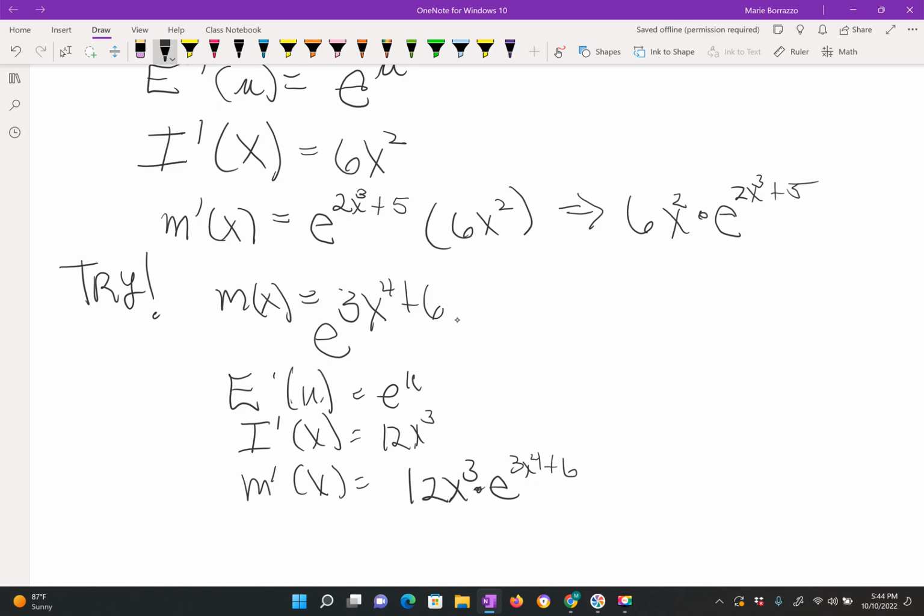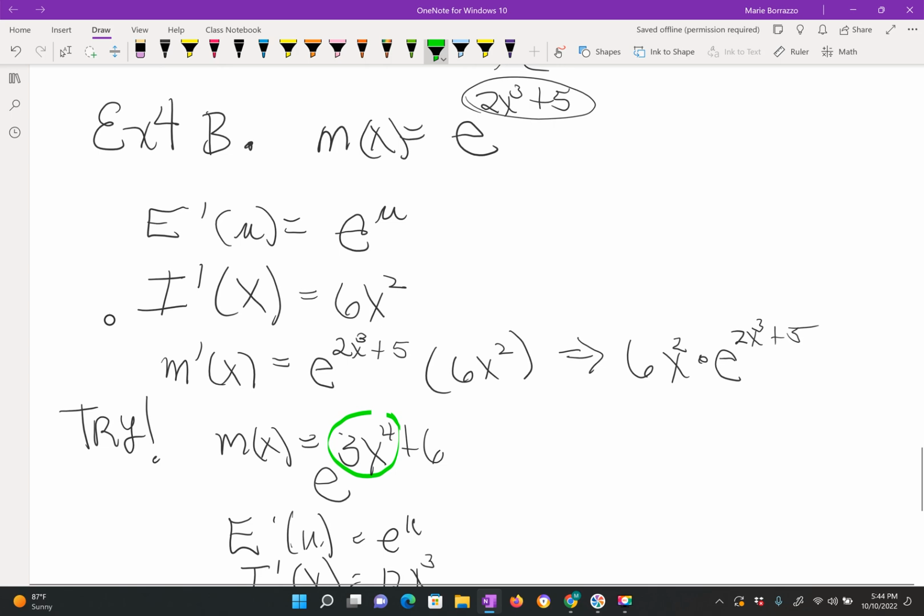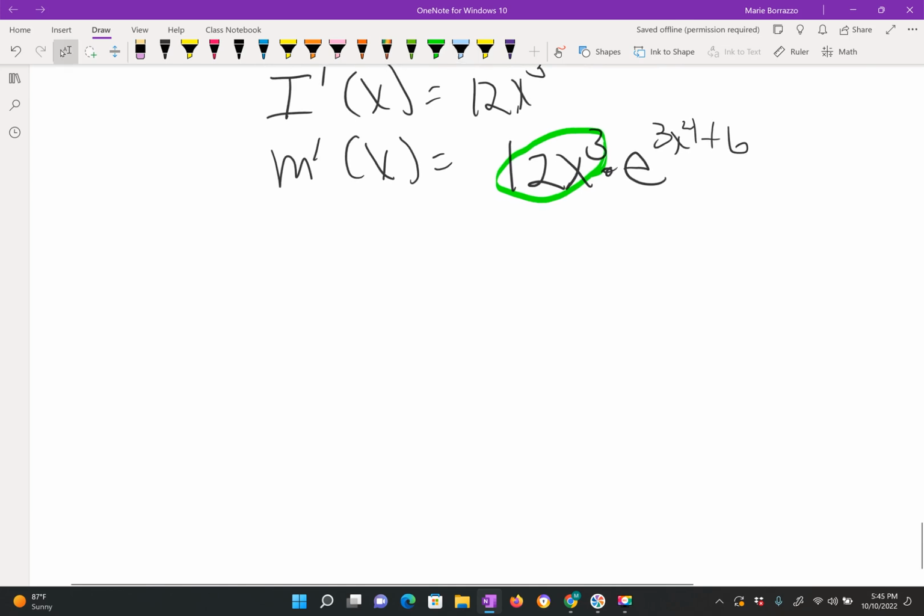We're done. How did you get 12x cubed? The derivative of this gives you that piece right there. Just like in the prior one, you notice we have 6x squared. That comes from right here. Now again, the derivative of natural log x is 1 over x.